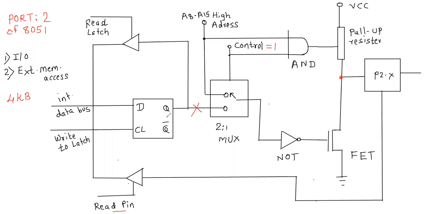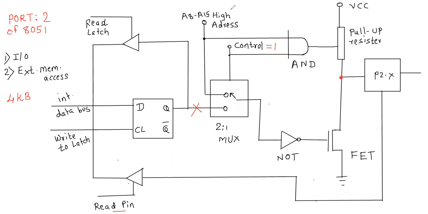Now whatever is at the output of this latch, it is completely don't care since this output is disconnected and only the higher address bits are routed through the switch to the NOT gate and to the port pin of the microcontroller. Now let us see how this is done.